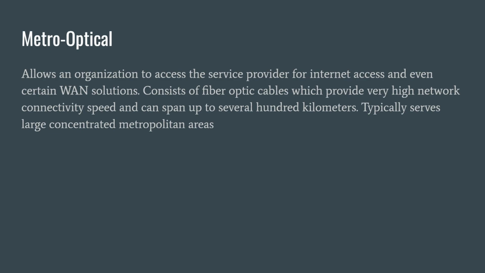Metro Optical allows an organization to access the service provider for not just internet access but also certain WAN solutions. This provider type specifically goes with fiber optic cables and not Ethernet cables, and that will provide very high network connectivity speed and can span up to several hundred kilometers. This provider typically serves large, concentrated metropolitan areas.